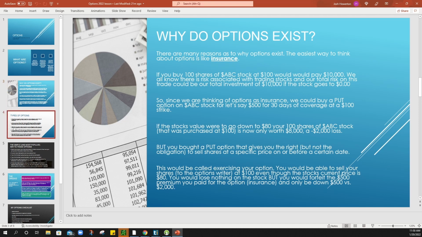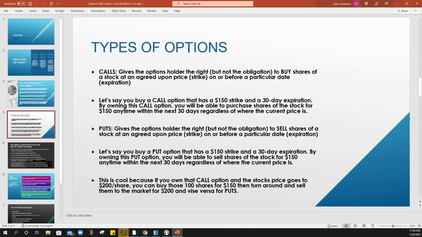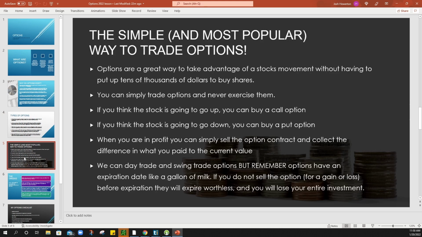Now you know. And the different types of options and the benefits of options, whether you buy a call or buy a put. So you know what I like to do, guys? I like to simplify the process, right?